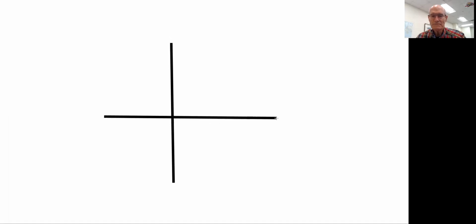So if you remember the formula for the slope of a line, we draw our axes here. This would be the y-axis, and this would be the x-axis. And then we have a line coming down like this.